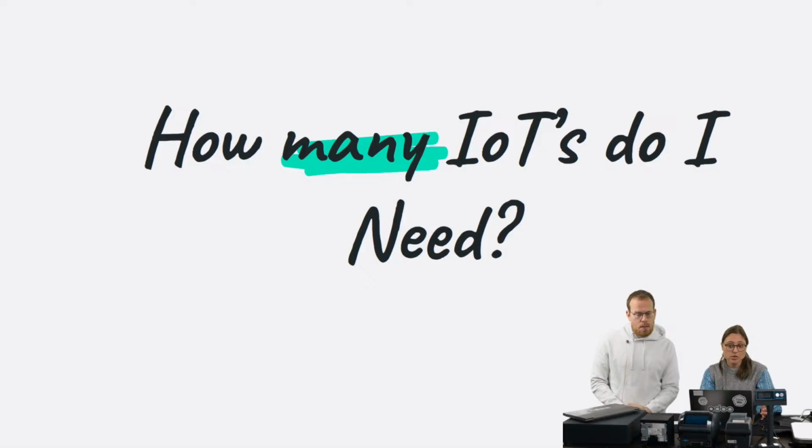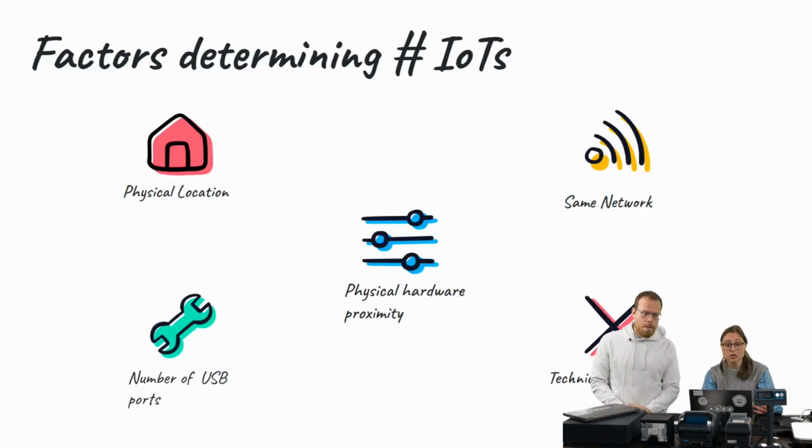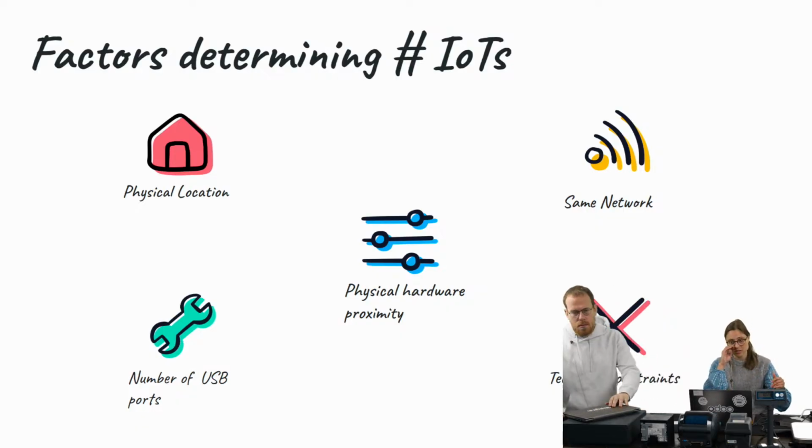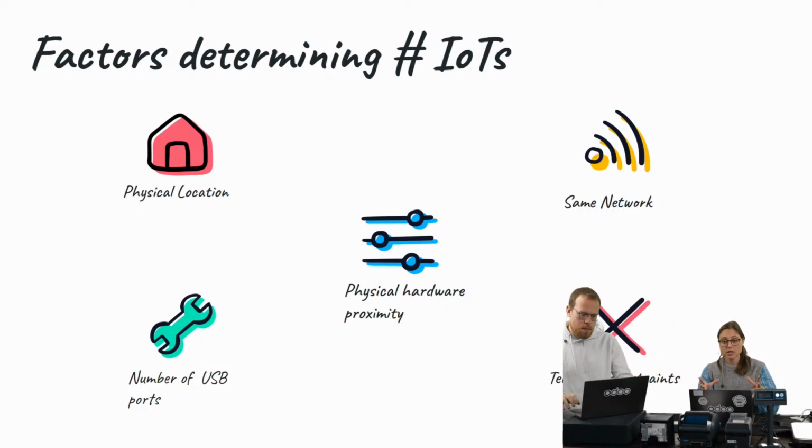So how many IoTs do I need? That's also a question that we get a lot. It's based on the network. We're going to discuss that as well. You need to be on the same network for them to function. So there again, if you have different physical locations, you will need at least 2 different IoTs. What's important as well is that you need to take into account the physical proximity of hardware and the number of ports. If the different devices need to be plugged directly on the IoT, it makes sense.